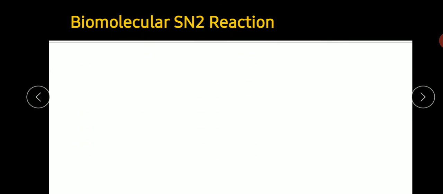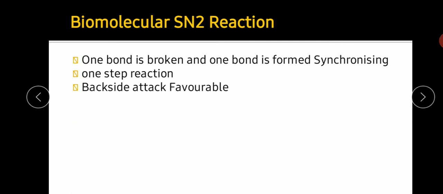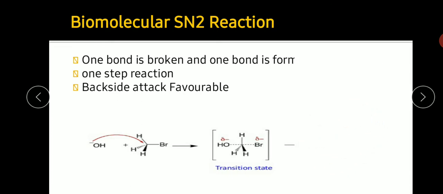In the bimolecular SN2 reaction, one bond is broken and one bond is formed synchronously. It is a one-step reaction. Backside attack is favorable. See the mechanism of this reaction. OH minus attacks from the backside and bromine leaves, and this transition state is formed. OH minus attacks here and bromine leaves, and this product is formed in the bimolecular SN2 reaction.